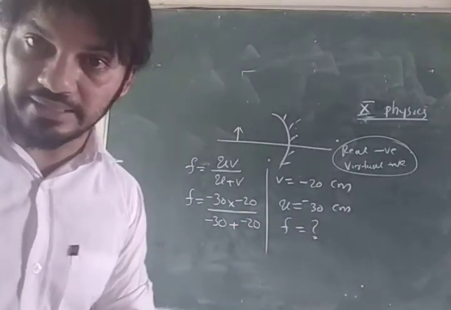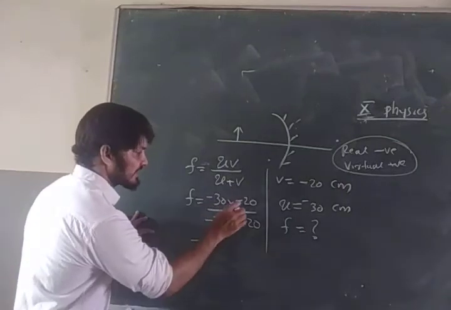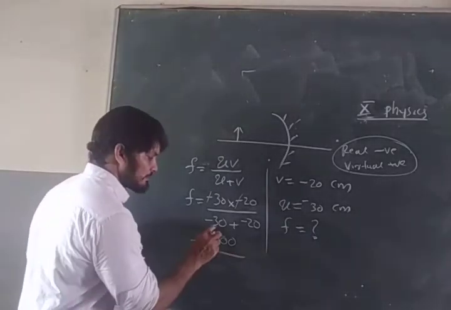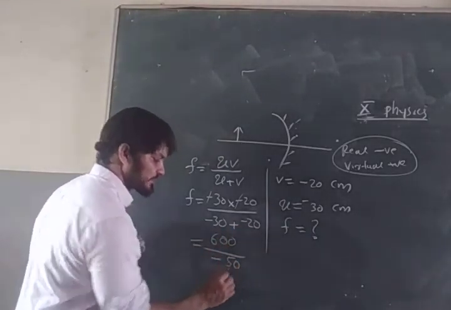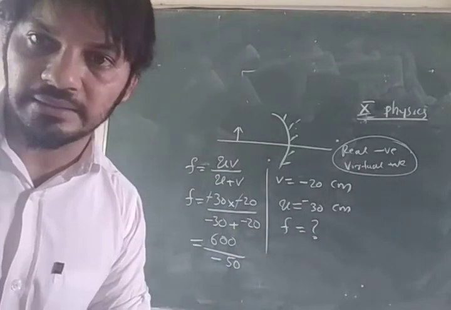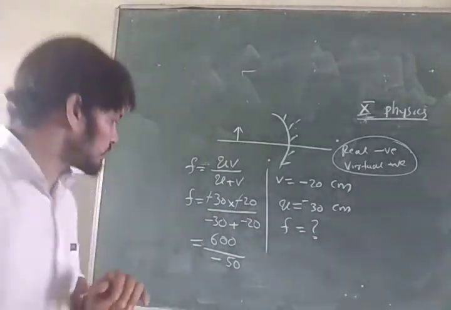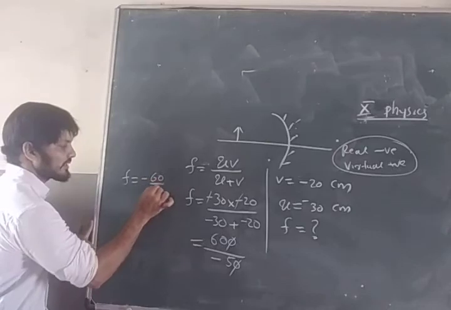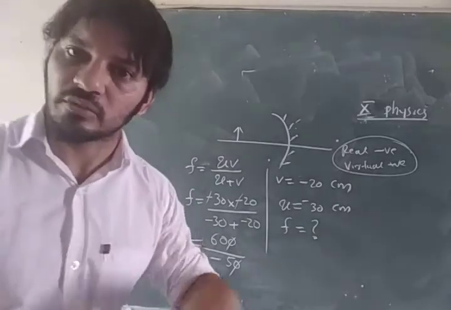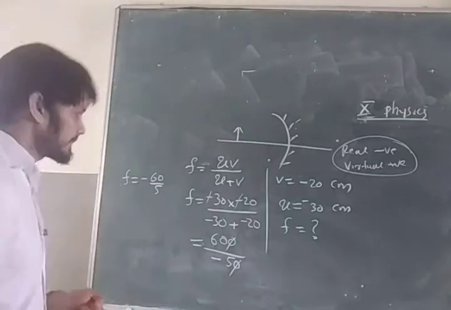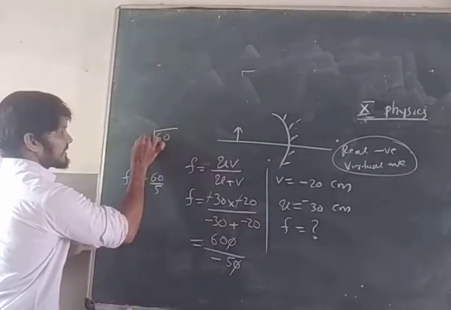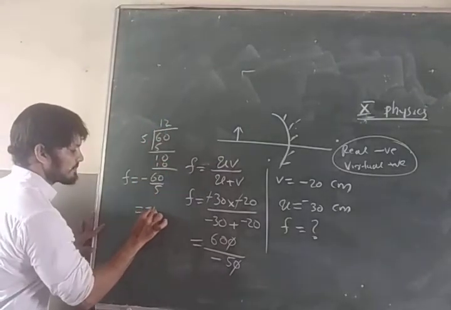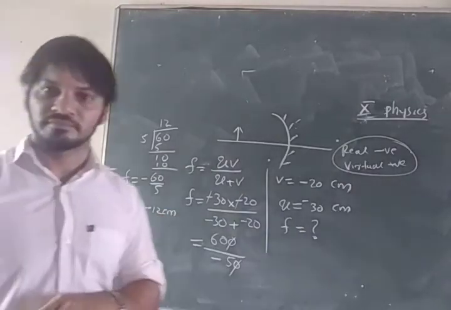We are using the Cartesian sign convention. Now look, the minus signs cancel out, giving 600 by minus 30 minus 20, which is minus 50. You know both minus means add, and the sign is minus. Now cut the 0. So F is equal to minus 60 by 5. You can write the denominator's minus on the numerator, both are the same. Now dividing: 5 ones are 5, 5 twos are 10. Answer: minus 12 centimeters. This is the answer.